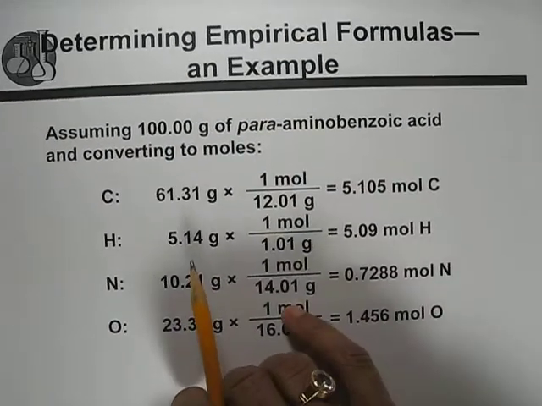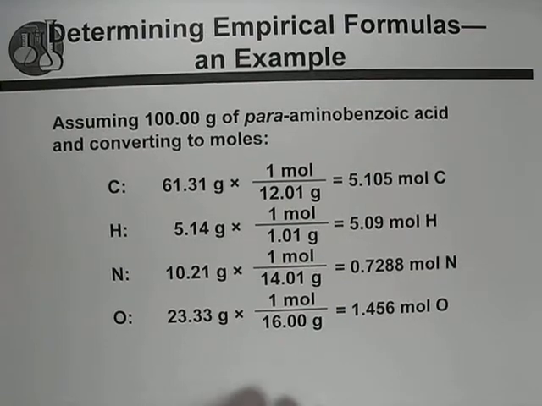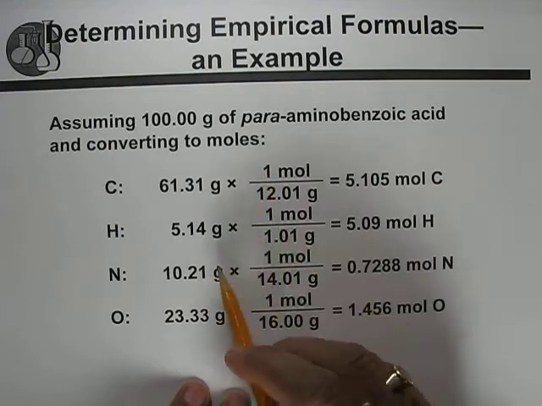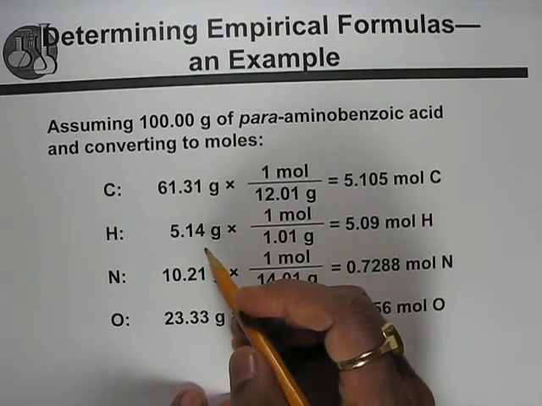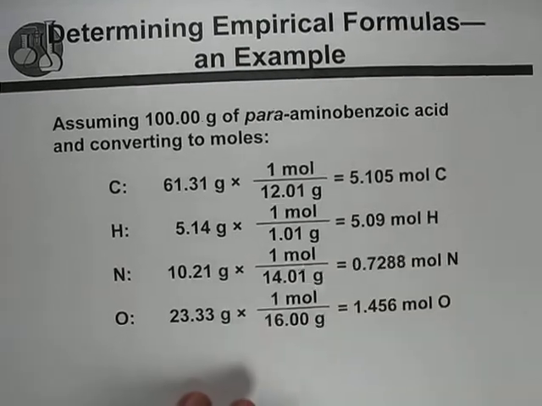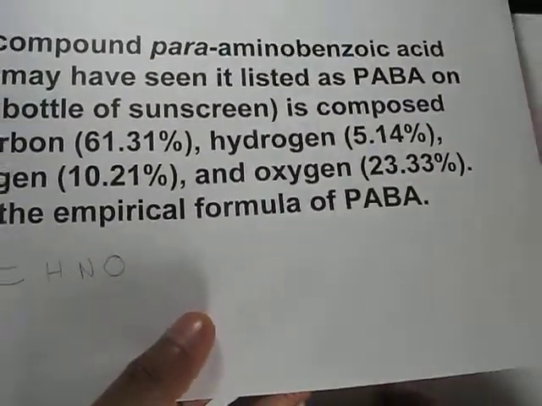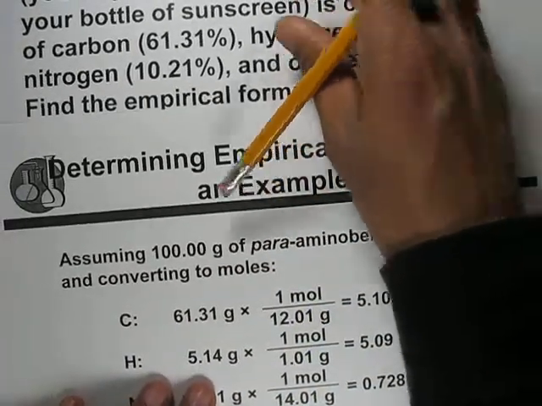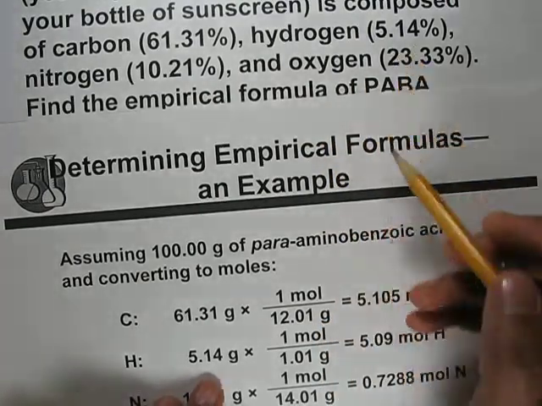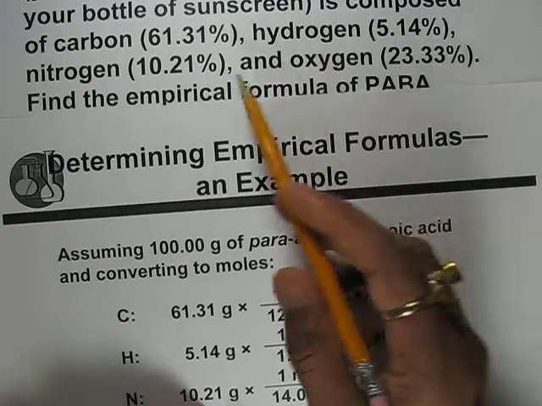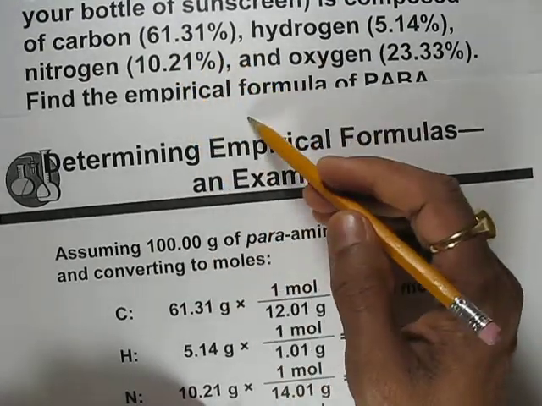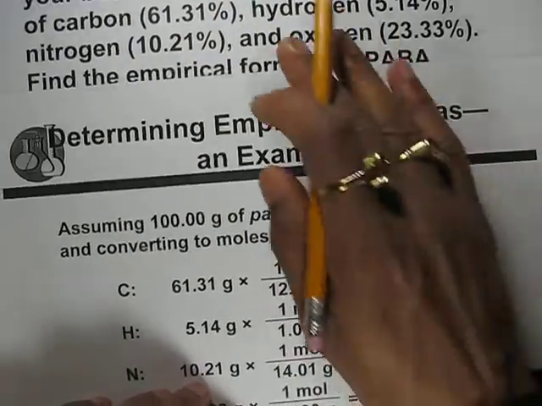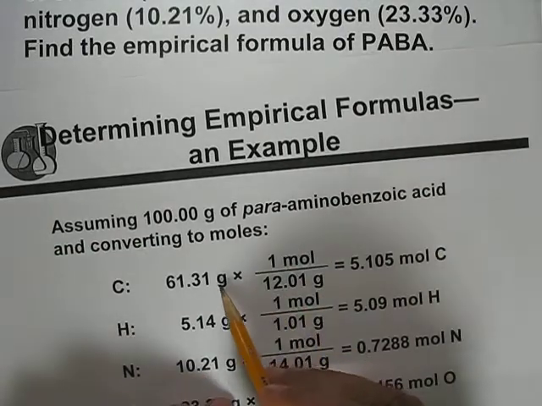So, assuming 100 gram of PABA, or para-aminobenzoic acid, and converting to mole. In the question they have given that carbon is 61.3% and hydrogen is 5.14%. So we are assuming that the total is 100 gram, and I'm taking these percentages as gram. So I will convert gram into mole.